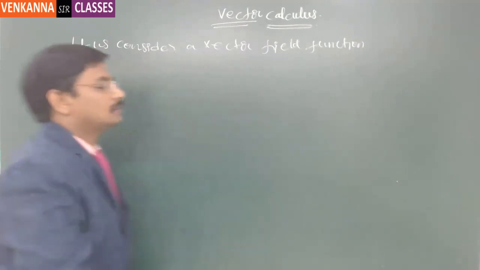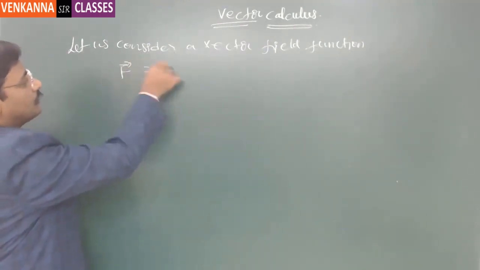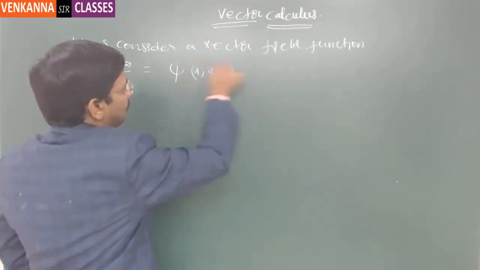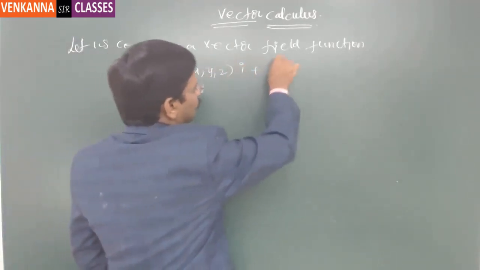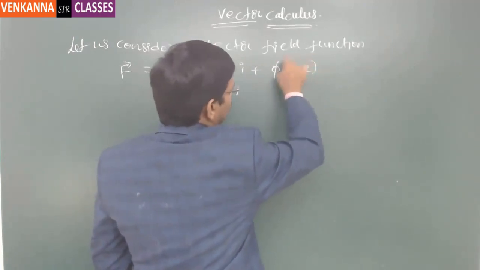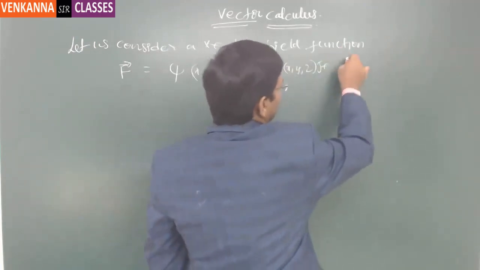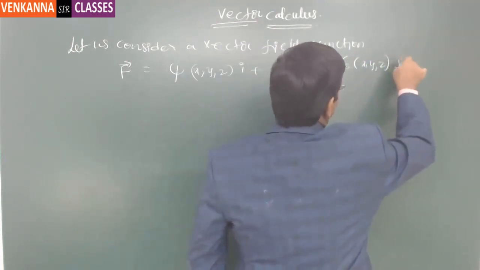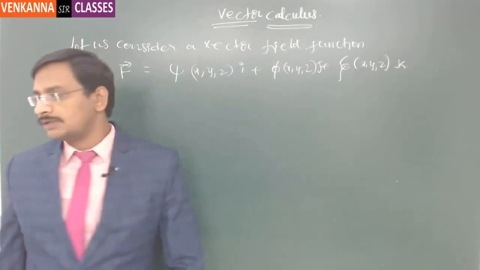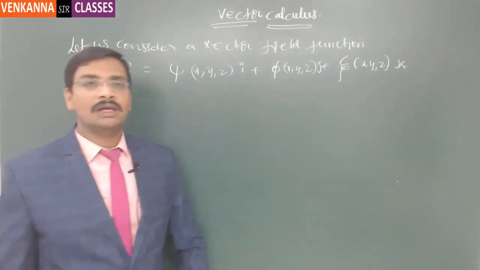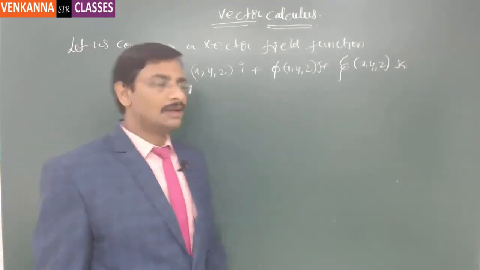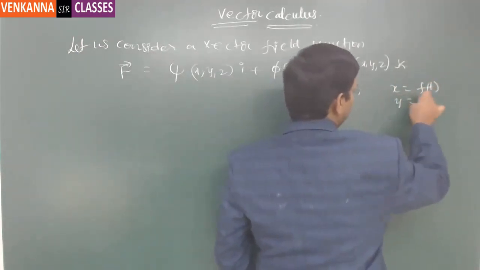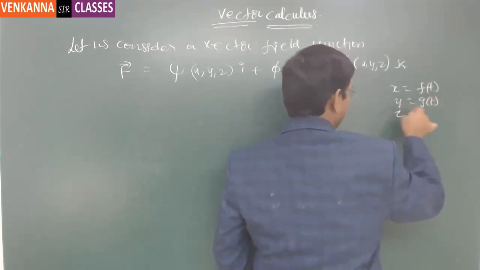Let us say f is equal to some function of x, y, z into i, some function of x, y, z, j, and some function of x, y, z, k, right? So, this is a vector field function. Now, to find the derivative of this function, let us say x is a function of t, y is a function of t, and z is a function of t.